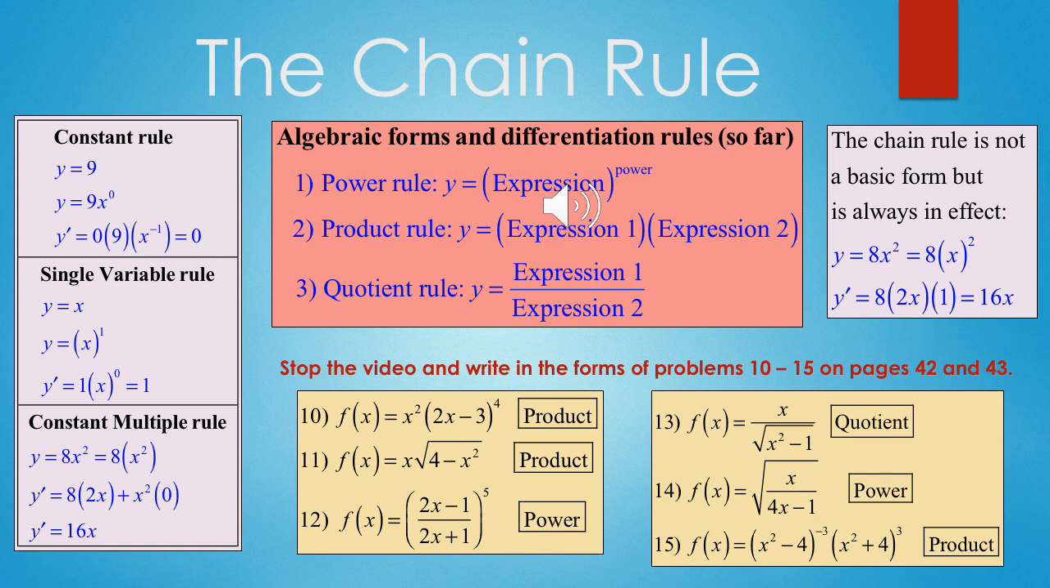14, f of x equals the square root of x over 4x minus 1 would be written as x over 4x minus 1, quantity to the 1/2 power. That makes it a power rule problem. And finally, f of x equals x squared minus 4, quantity to the negative third, times x squared plus 4, quantity to the third, is a product rule. Now, it may be prudent to take the x squared minus 4 to the negative third and write it in the denominator, and therefore the problem would become a quotient rule. But the form of the problem originally is in the form of a product.